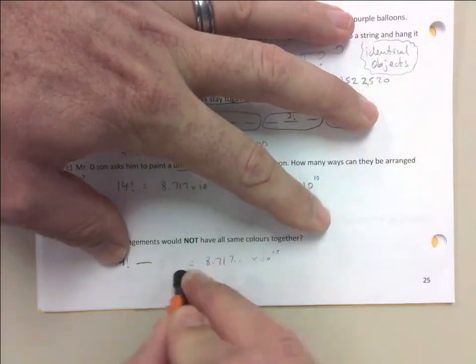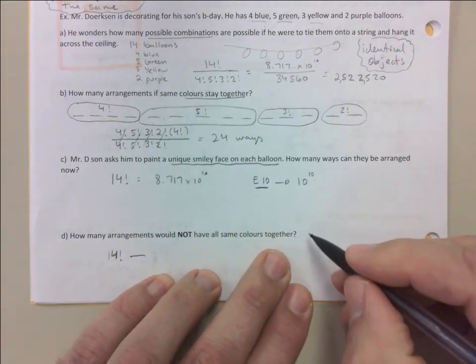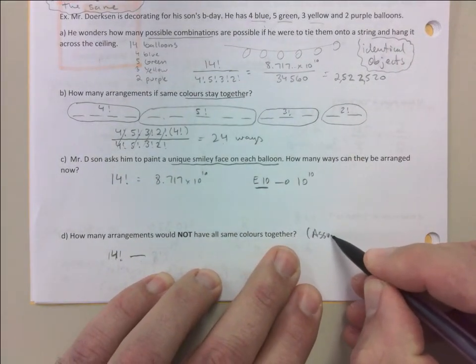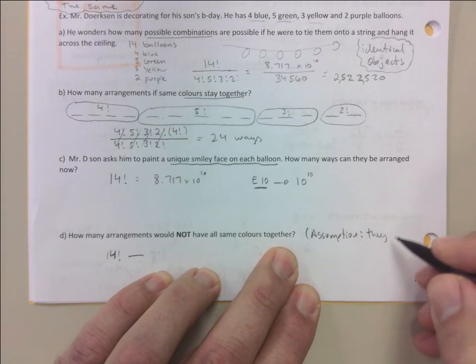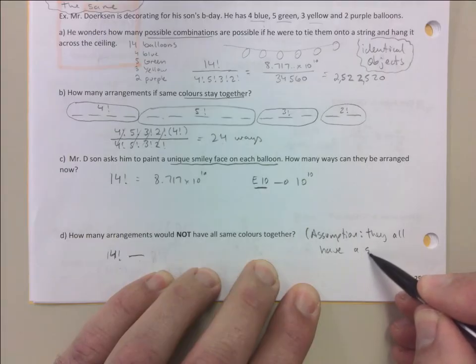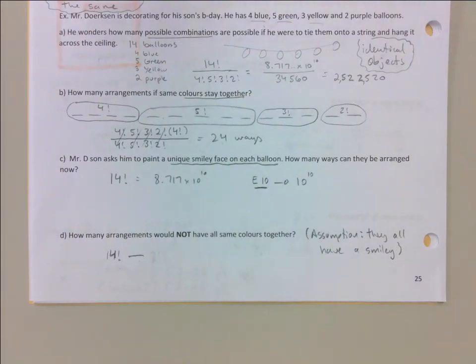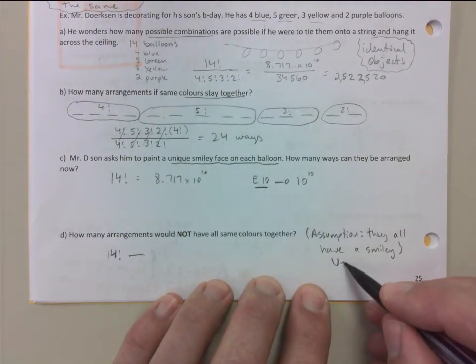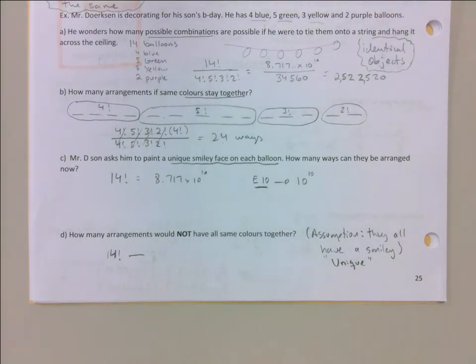And I will write down the assumption here. Assumption, they all have a smiley face, right? They all have a smiley face. I'll just go smiley, okay? They're all distinct. They are all unique, okay? Just like you guys all are, right? You're all unique. So now we made them unique. Why did he have to throw that in there?